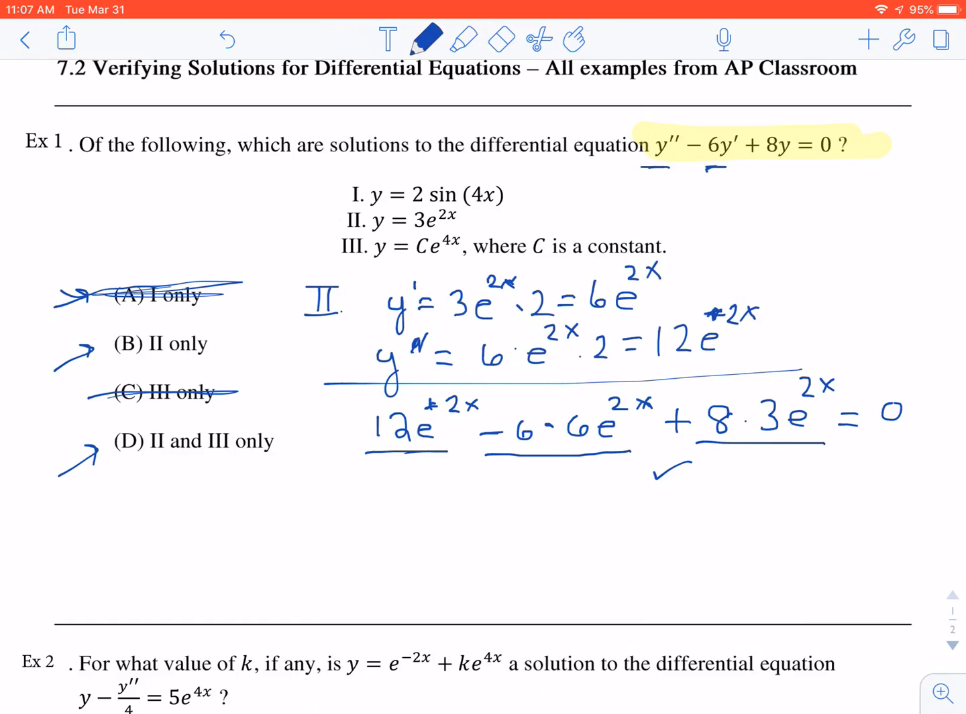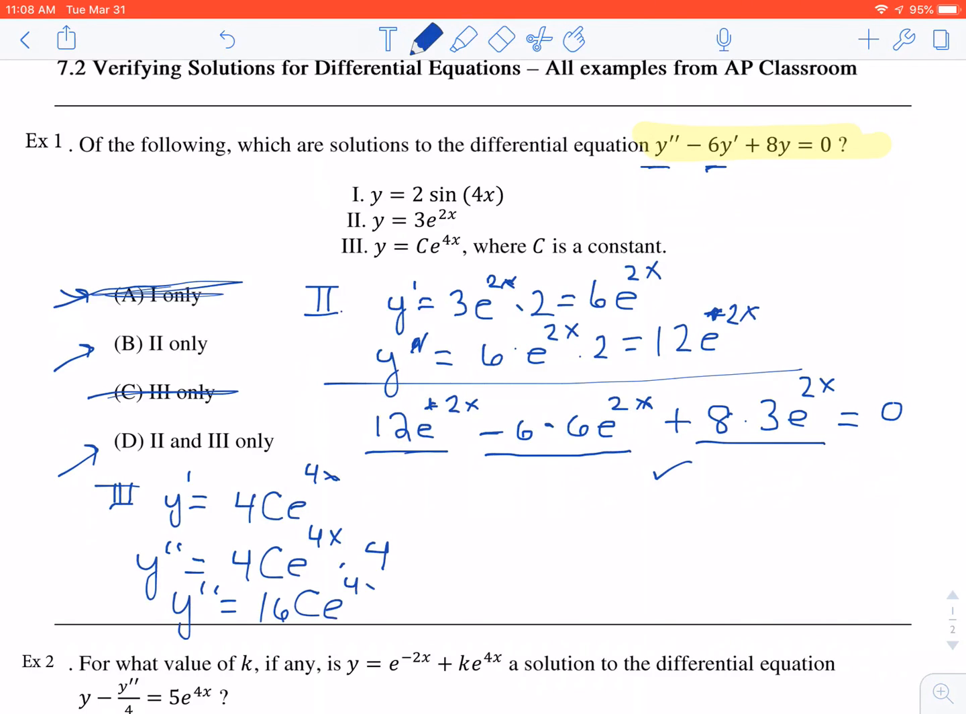The third one looks pretty similar to what we just did. So I'm going to take the first derivative, c e to the 4x times 4. Then I'm going to take the second derivative, 4c e to the 4x times 4. I can see that this is very similar to that last one, so I think this one may work out.